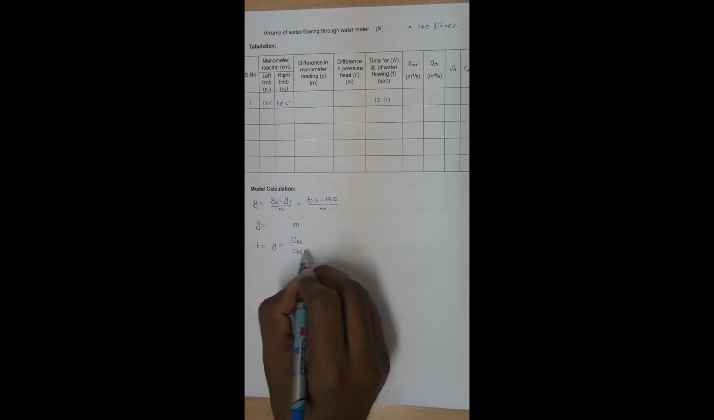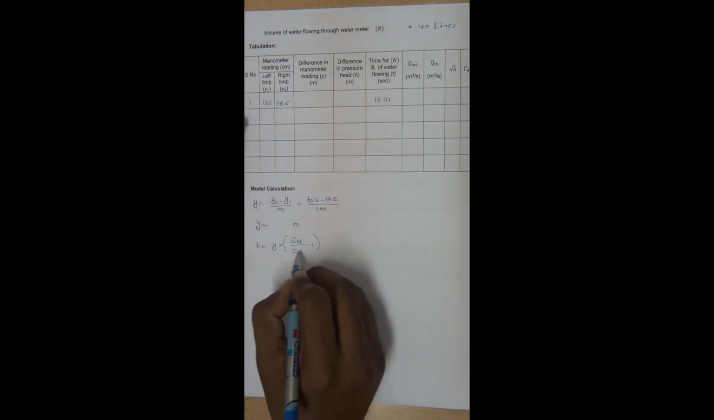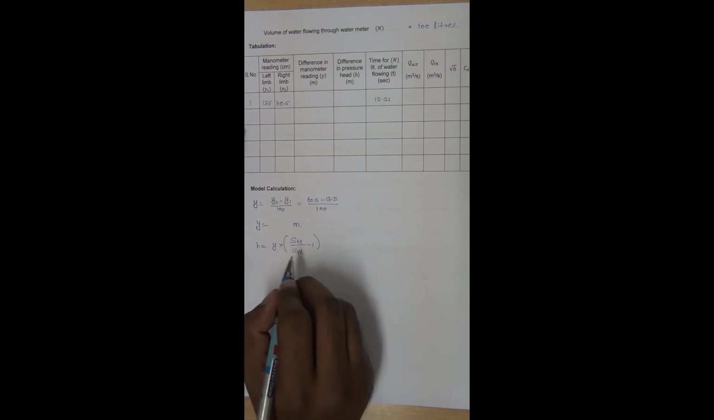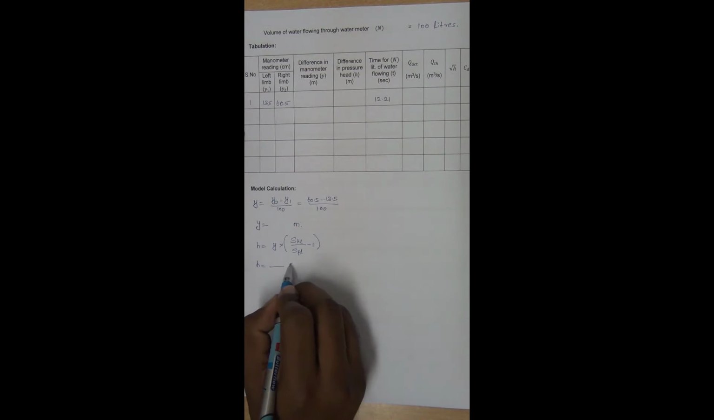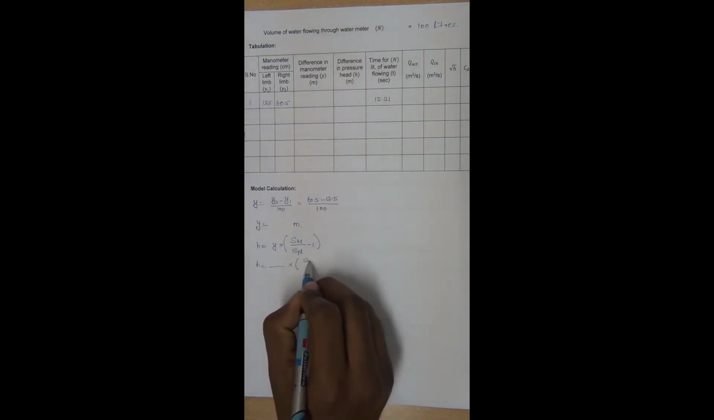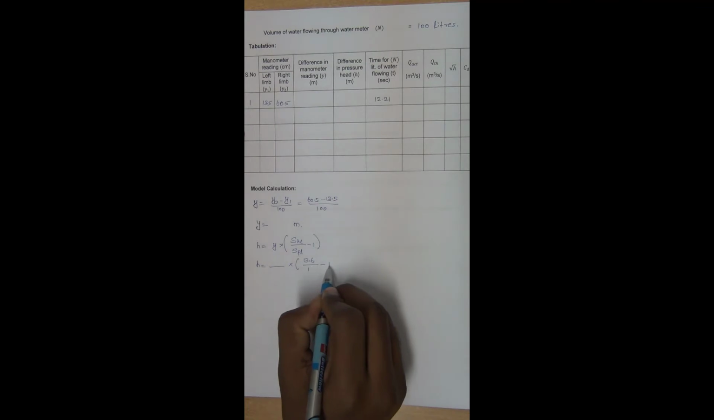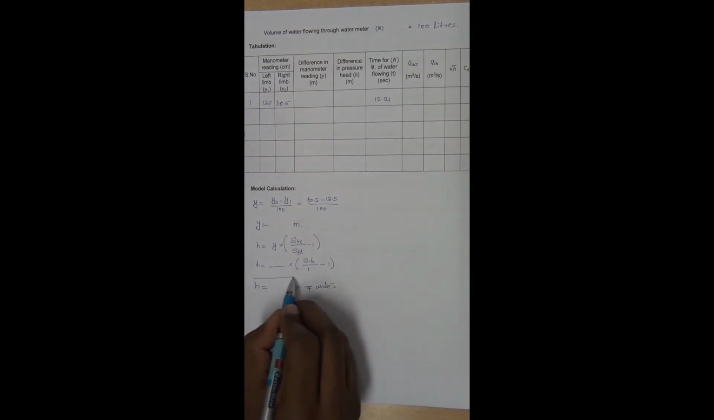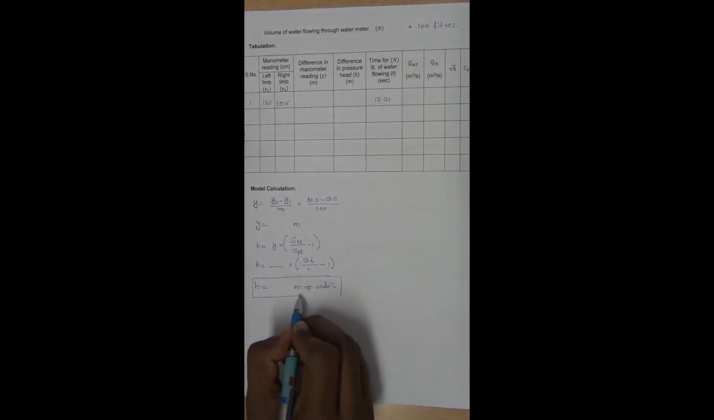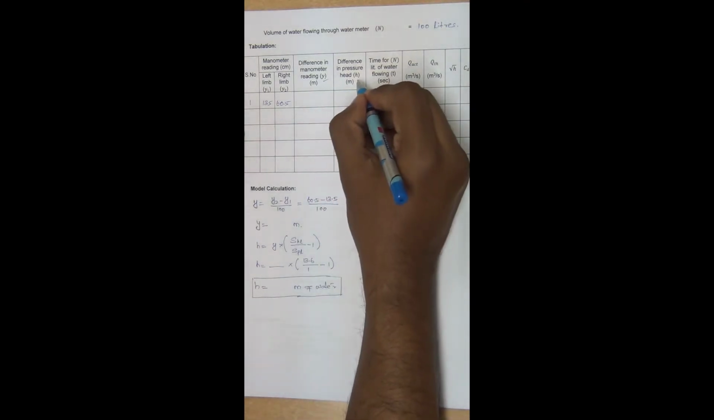And H, how to calculate H? From the formula we know that H is equal to Y into (specific gravity of heavy liquid by specific gravity of pipe liquid minus 1). To know the formula, you can refer to the formula of this venturimeter. So H is equal to the Y we have calculated here, so that value we have to put. Then the specific gravity of heavy liquid is 13.6, pipe liquid is 1, so minus 1. So H we will get in terms of water as some value. So we have got Y, we have got H also.